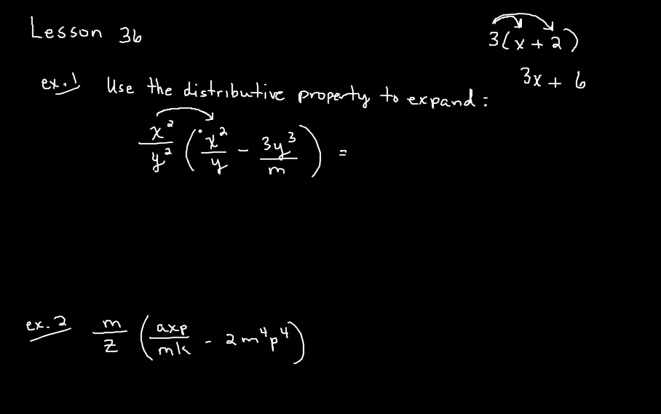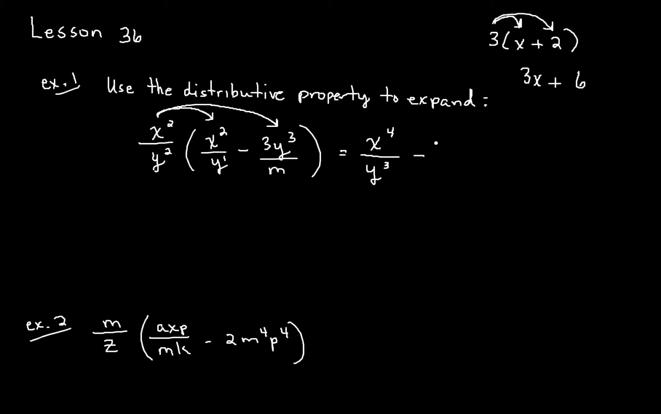So here we go. We deal with the numerator first. So we have x squared times x squared. The bases are the same, so we add our exponents. So it's x to the 4th. Then we do the denominator. Y squared times y. Bases are the same. We add our exponents. So it's y to the 3rd. So we're halfway there. Now we just take the outside factor times the second term in the second factor.